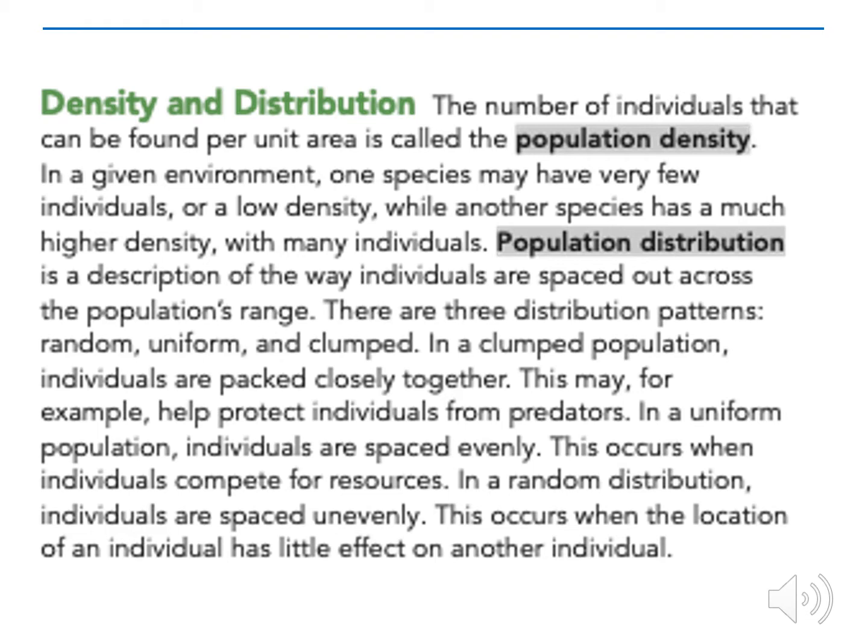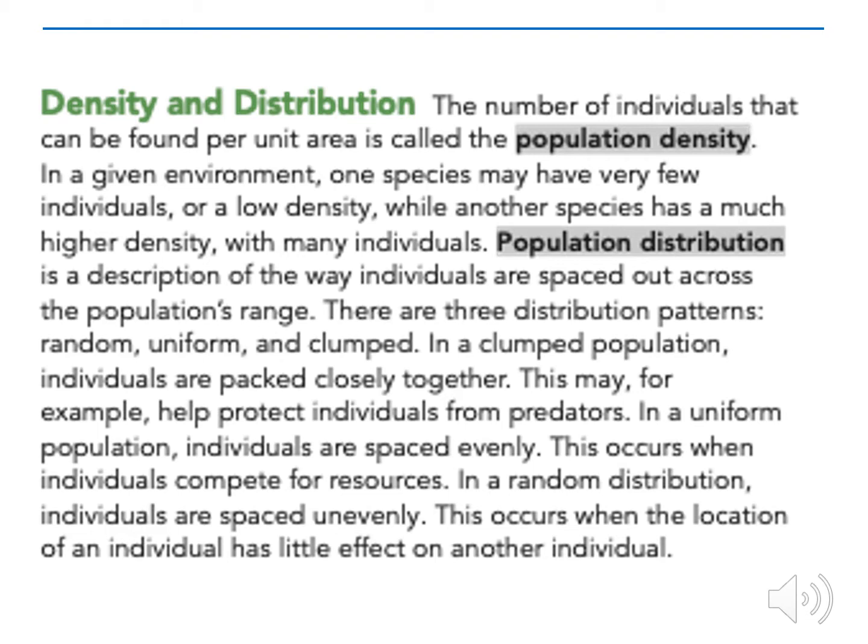In a given environment, one species may have very few individuals or a low density, while another species has a much higher density with many individuals. Population distribution is a description of the way individuals are spaced out across the population's range. There are three distribution patterns: random, uniform, and clumped.